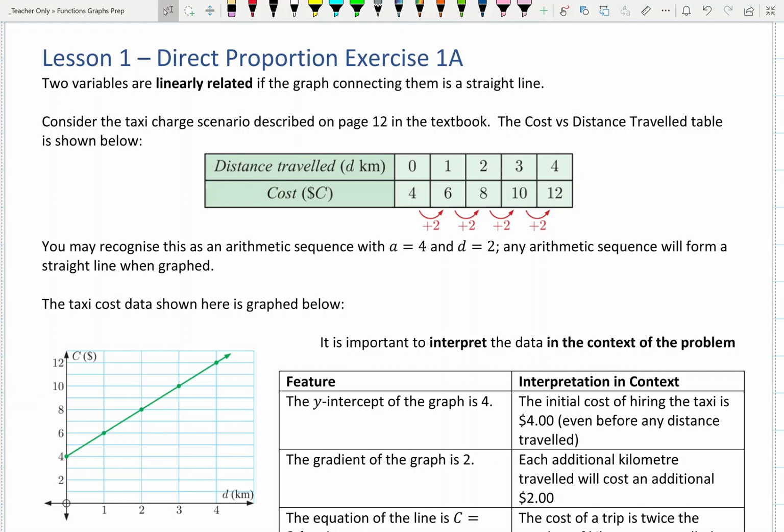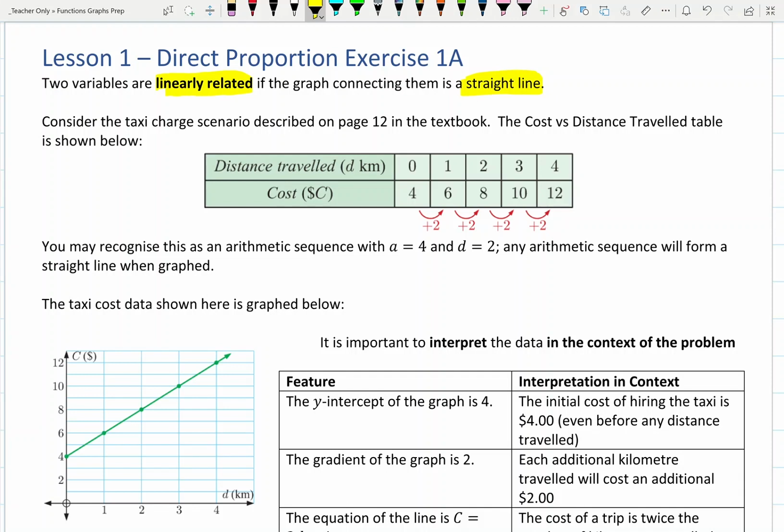A quick little reminder that two variables are linearly related if the graph is a straight line, and that's really it. The graph just simply needs to be a straight line, and then the two variables are linearly related or linearly connected. In the textbook on page 12, there's a taxi charge scenario that's described, and I've put the cost versus the distance travelled table here.